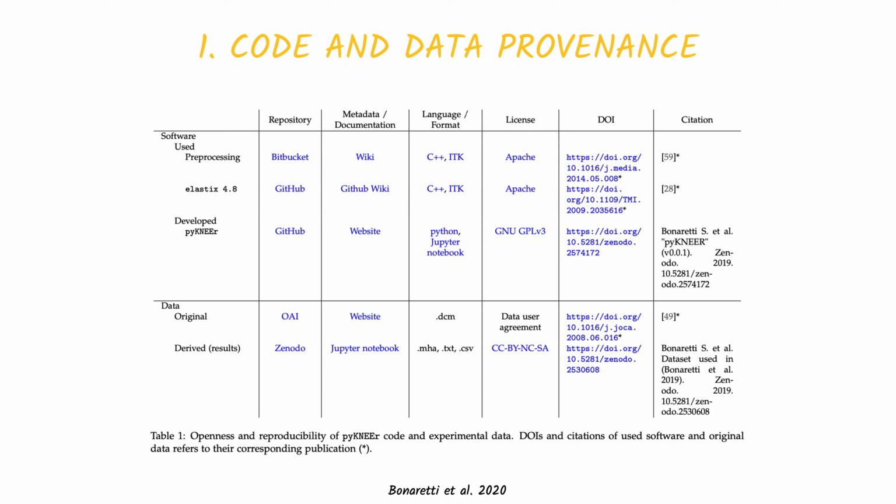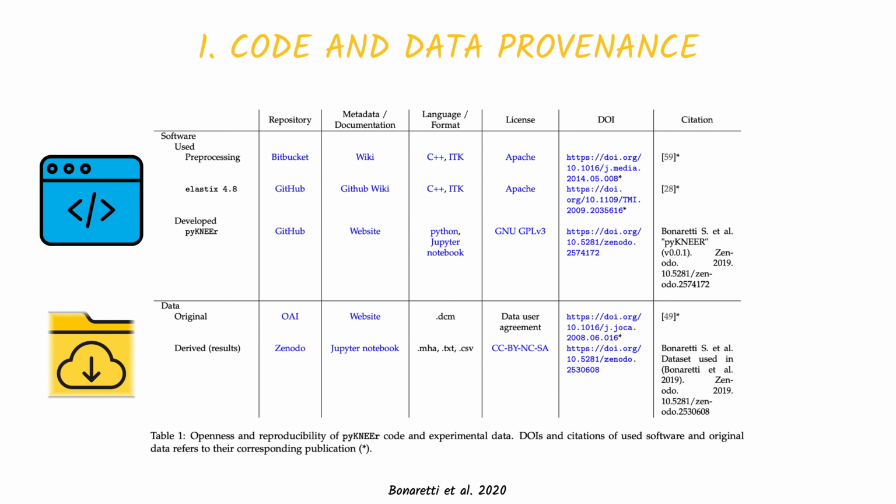As you can see in this example, we can create a table about the software, both the software or code we used and that was developed by somebody else, and the code we developed for the current study, and data, both the original data that we might have downloaded from a public repository and the derived data, that is the new data we created in the current study.